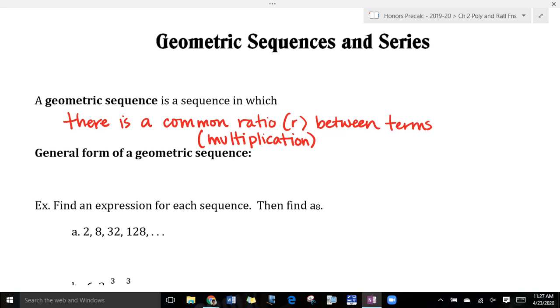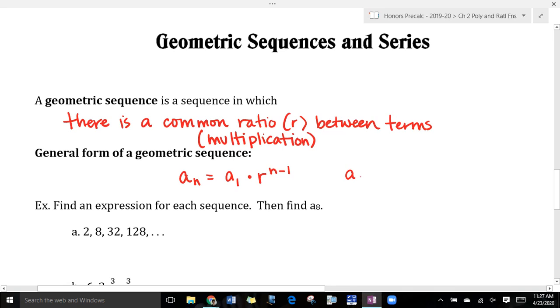So when we go to write the general form of a geometric sequence, when we go to find that a_n, we're going to write it like an exponential function. So a sub n equals a1, your first term, multiplied with r, which is that number you're multiplying by to get from one term to the next. And then the exponent on r is n minus 1.